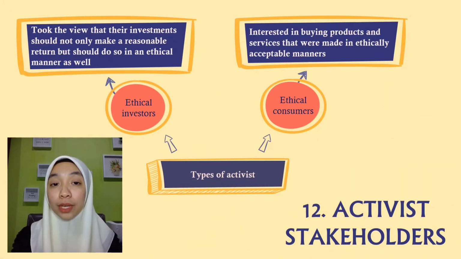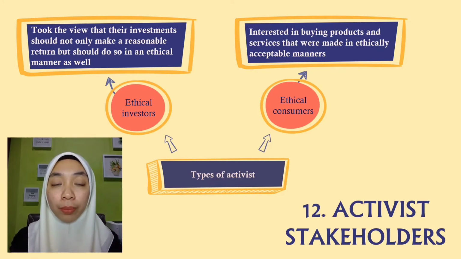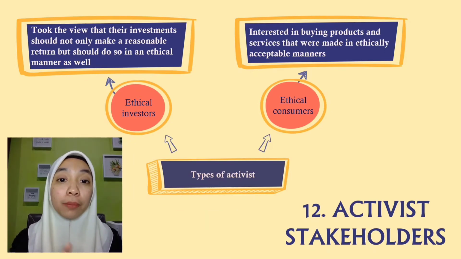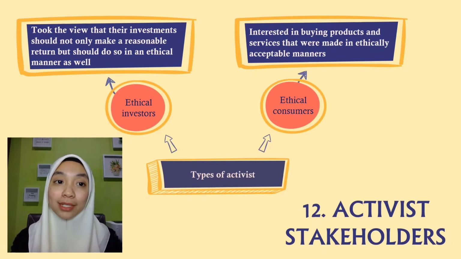For the 12th factor, which is activist stakeholders, there are two types of activists, which are ethical investors and ethical consumers. Ethical investors took the view that their investments should not only make a reasonable return, but should do so in an ethical manner as well. While ethical consumers are interested in buying products and services that were made in an ethically acceptable manner.